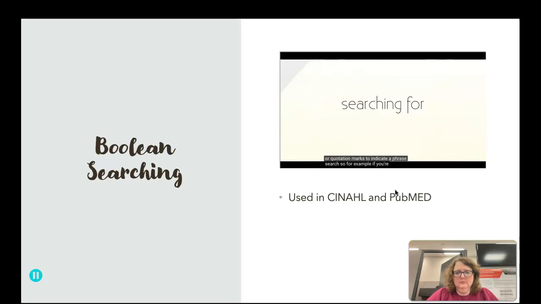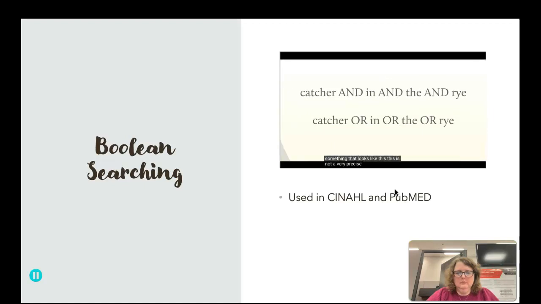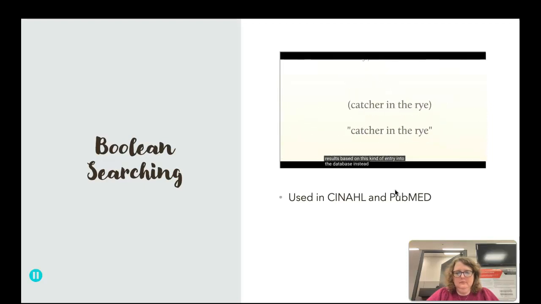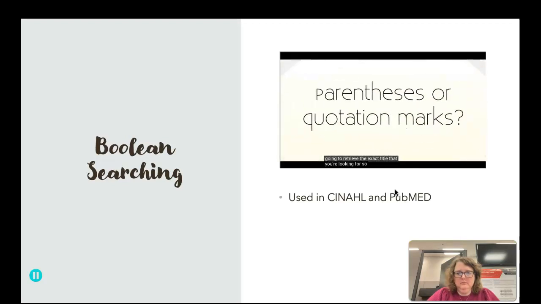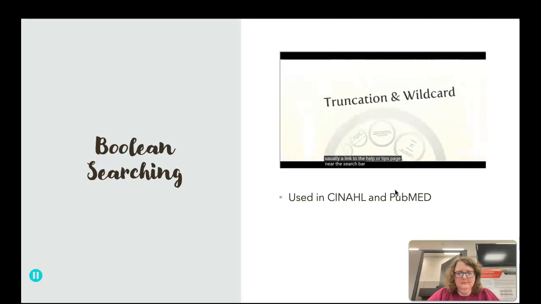So for example, if you're searching for Catcher in the Rye, entered just like that, it's going to retrieve something that looks like this. This is not a very precise search. You're going to get a lot of irrelevant search results based on this kind of entry into the database. Instead, if you search for something like this, Catcher in the Rye with parentheses or quotation marks, it's going to retrieve the exact title that you're looking for. So whether to use parentheses or quotation marks is something that you need to look in the database's help or tips page for. There's usually a link to the help or tips page near the search bar.